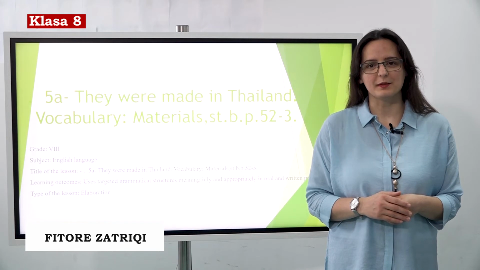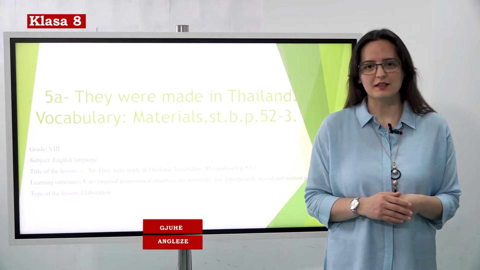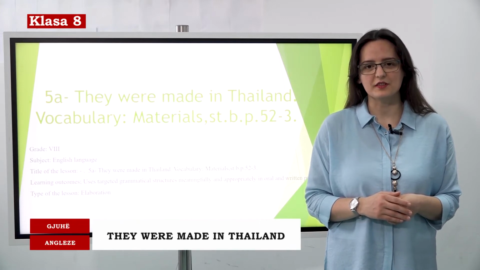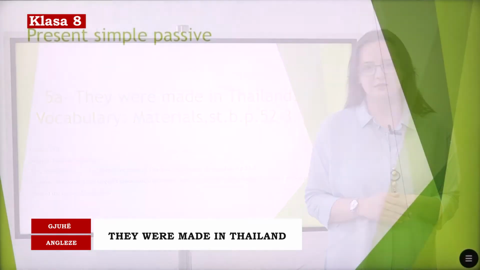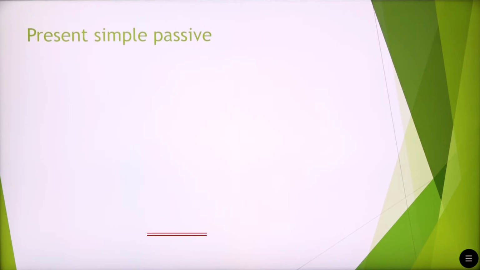Today we will learn about the active and passive voice in English, as well as materials. Please open your books on page 52 and 53. Present simple, passive voice. English has two voices, active and passive. The active voice is used when the subject of the sentence does the action. The passive voice is used when we focus on the object of the sentence.